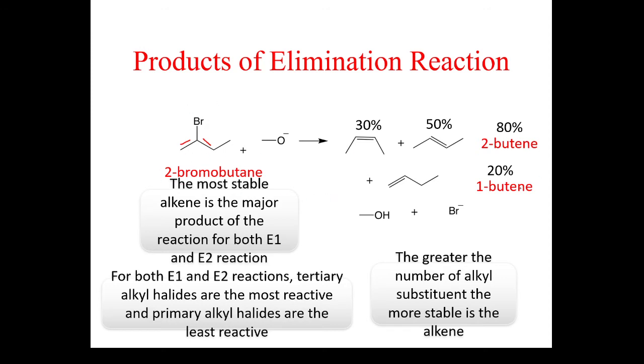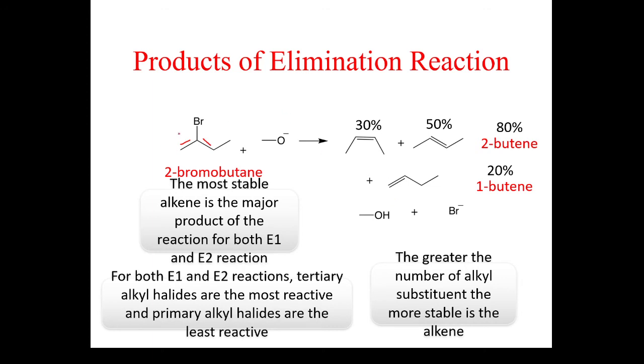So I could have 1-butene. I could also have 2-butene, and I could have 2-butene in the cis form or in the trans form. The rule is this: if I have an option, the most stable alkene is the major product, and how I tell which one's the most stable is the one where the double bond is with the more alkyl substituted carbons.